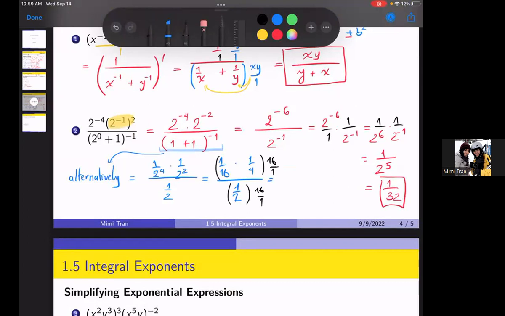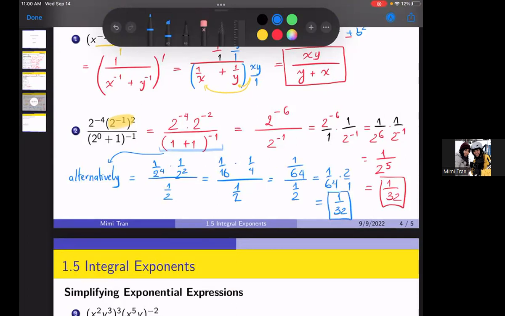Well, actually, no, I don't have to do that, because with multiplication, I can multiply across. I'm sorry, I don't have to do that. 1/16 times 1/4 is what? 4 times 16 is 64. So 1 over 64, and 1/2. And then 1 over 64 times 2 over 1, which is 1 over 32. So eventually you got the same answer.